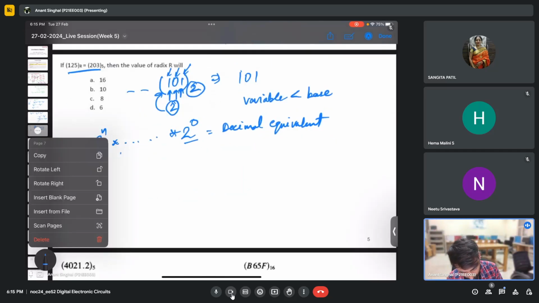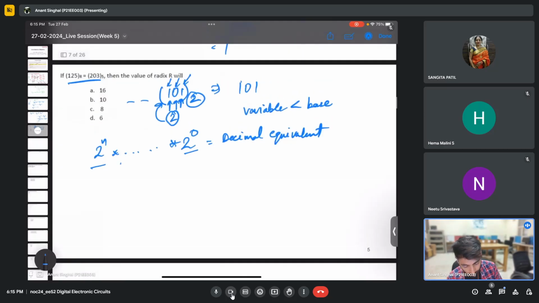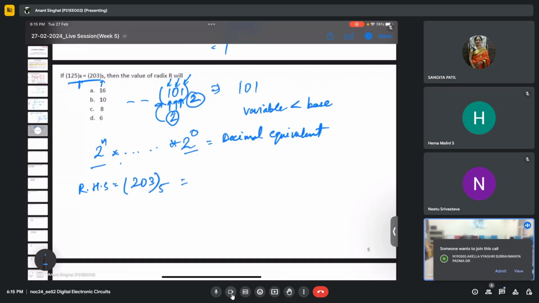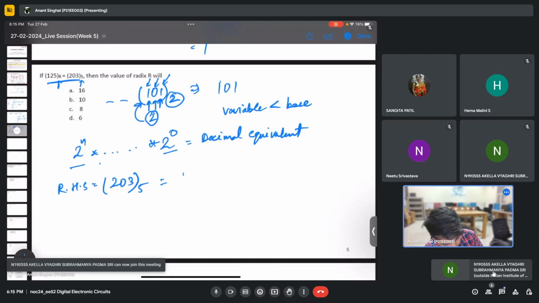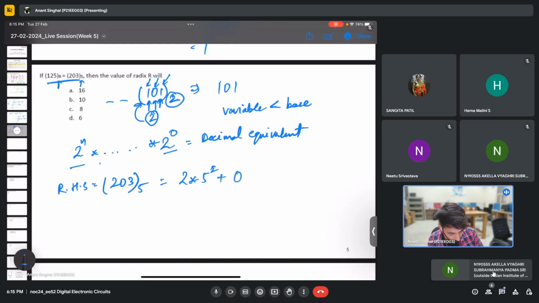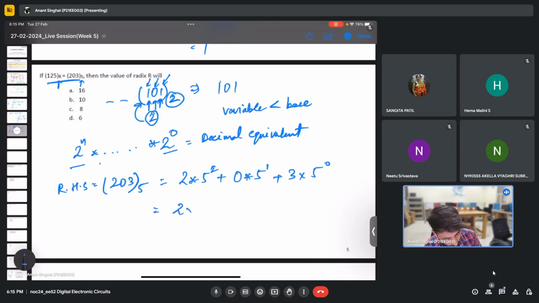So to calculate the same, let's do the same for this question. It is given the base is r and here the base is 5. I'm calculating the RHS first because it is quite basic. So it is 203 to the base 5. I can write this as 2 times 5 raised to the power 2, 0 times 5 raised to the power 1, and the final is 3 times 5 raised to the power 0. So I'm writing this as 2 times 25, then 0, and finally 3. So it will give me 53.